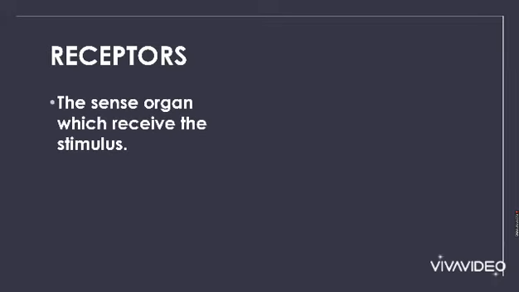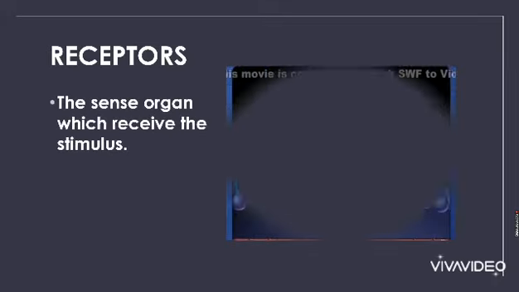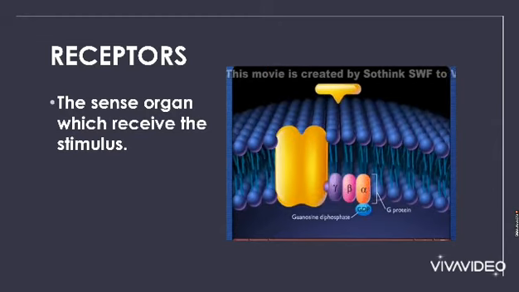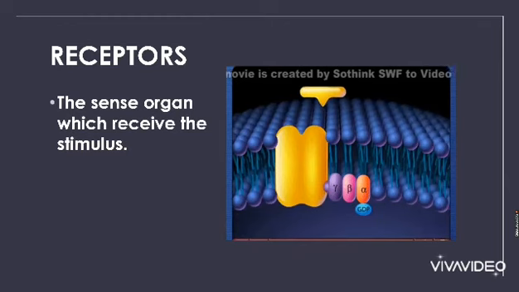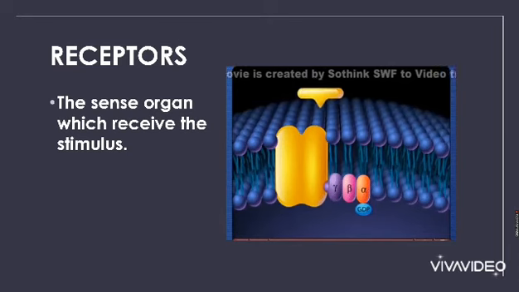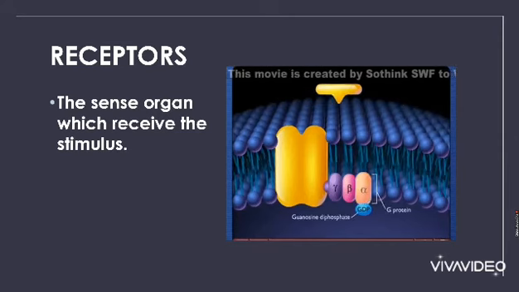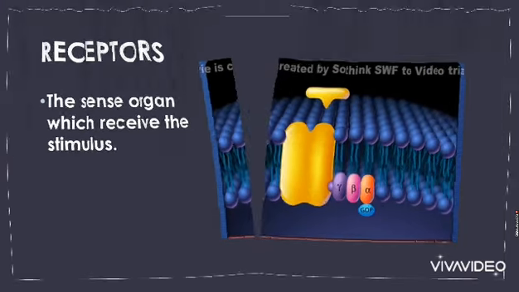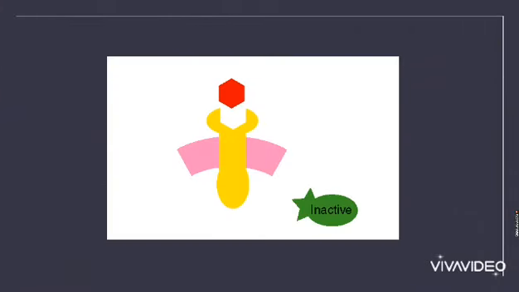Then receptors. The receptor is the sense organ which receives the stimulus. You must have played cricket. Then tell me, how do you catch a ball? Where do you catch a ball? Yes, great, on your hand. Just like that, your hand is a receptor and the cricket ball is the stimulus. The receptors receive the stimulus, just like the hand receives the ball.